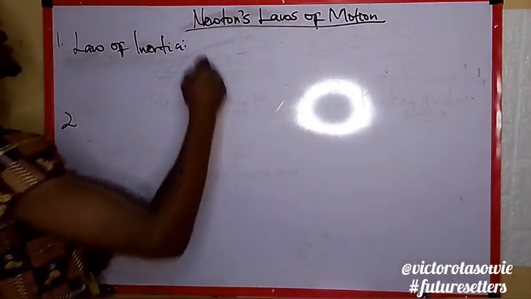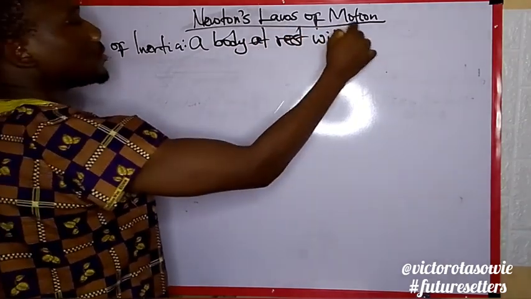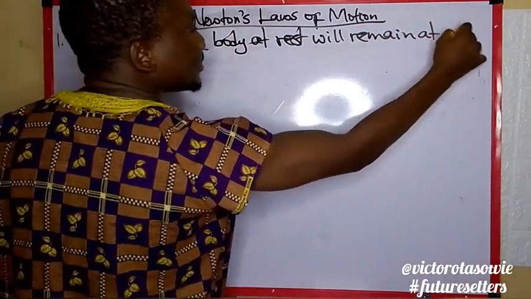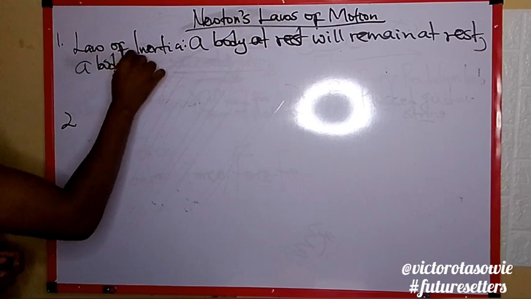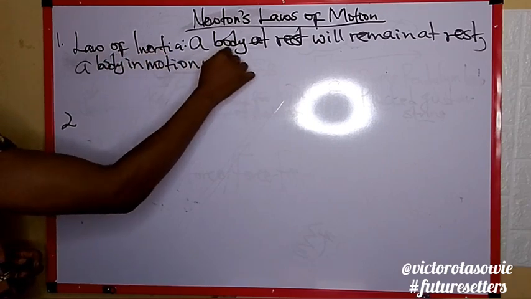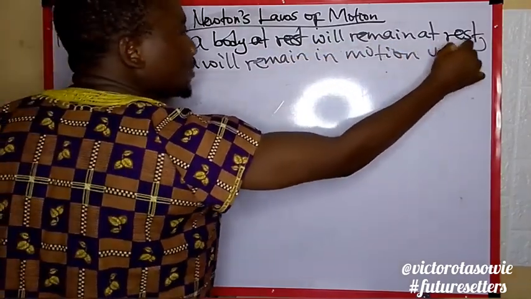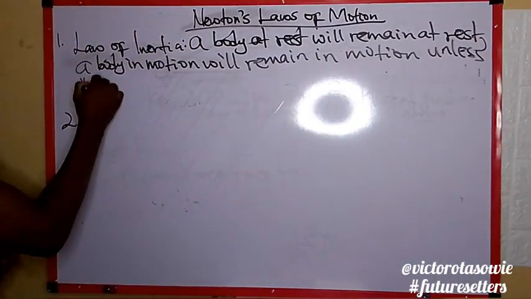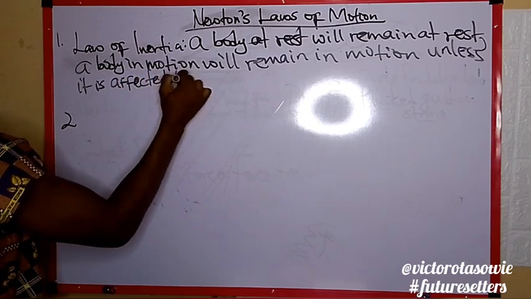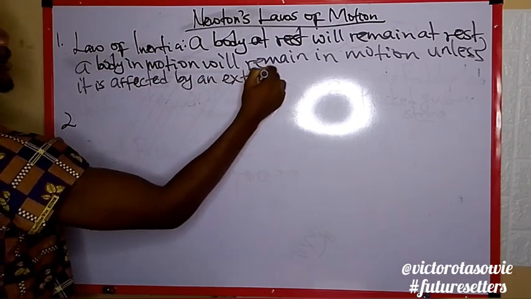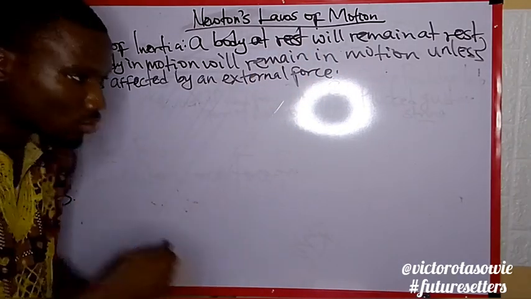So this says that a body at rest will remain at rest, a body in motion will remain in motion unless it is affected by an external force. So you don't expect a machine that you have powered to stop working on its own.